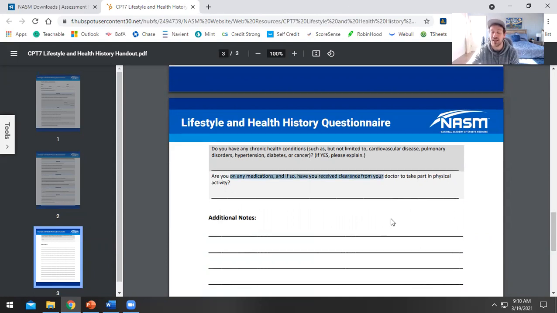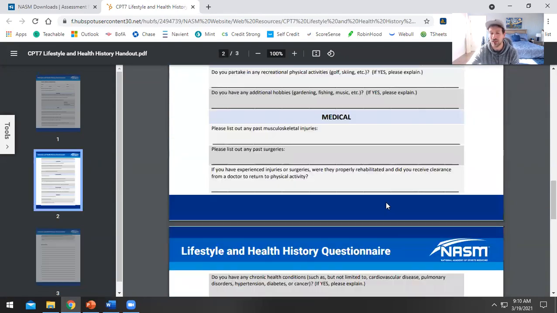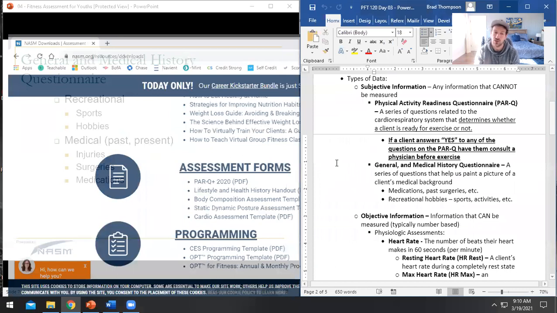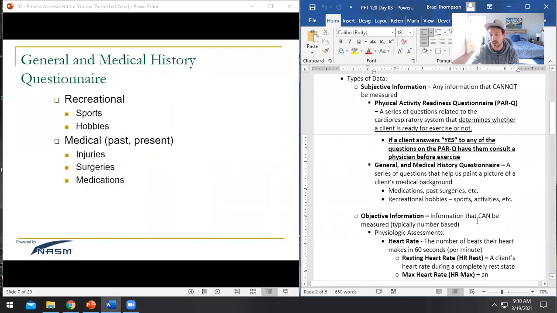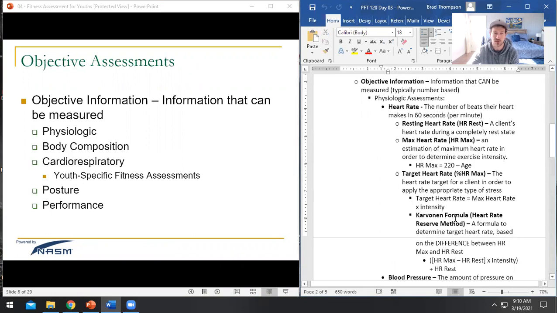And then, like I said, medications, and we want to know what those medications are, which is why we have the information in your textbook. And then we've got some room for any additional notes here. All that information is going to help you design a program that will avoid any contraindications due to the medications, rehabilitate after a past surgery, and have fun participating in sports and activities. We want to do that with our youths, adults, seniors, whatever, right? We want to do this with every client. You should always be starting with a fitness assessment. It is absolutely key information.